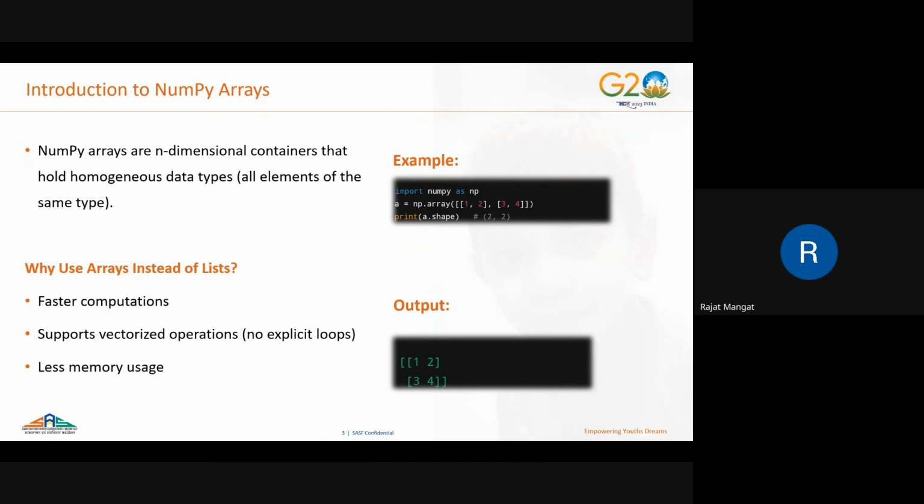It might be a little bit confusing right now, but remember this: arrays support faster computation. We all want a solution to be a faster one. It should take less memory, and vectorized operation basically means no explicit loop behind the scenes. Okay, so let's move to the next slide.